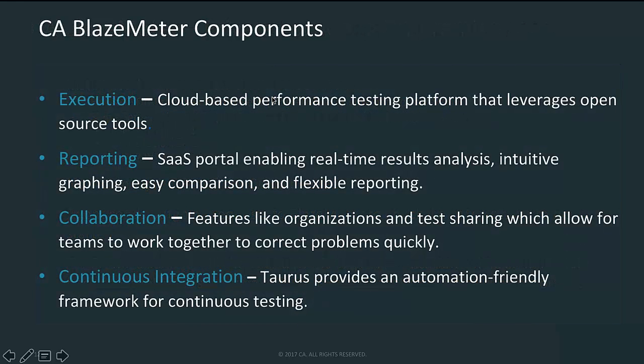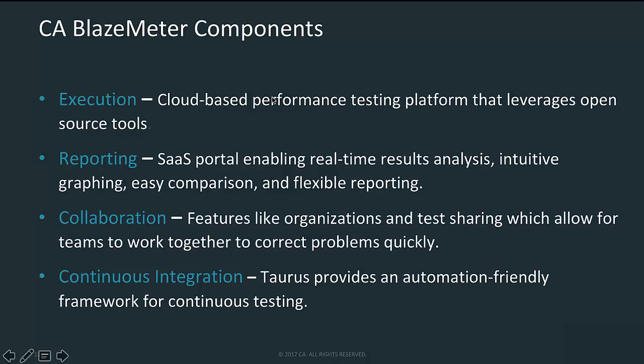Let's take a look at the CA BlazeMeter components at a high level. First of all, execution. So the ability to run any test, whether on the cloud or on-premise, leveraging open source tools. Reporting. So the SaaS portal enables real-time results analysis, graphing that's very intuitive, easy comparing between tests, and flexible reporting that meets your needs based on whether you want to share with someone outside the system or just send a URL to someone who also has access.